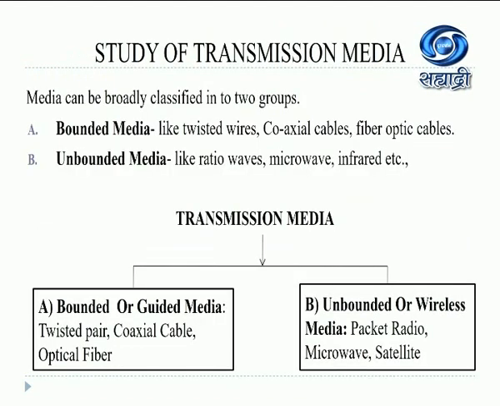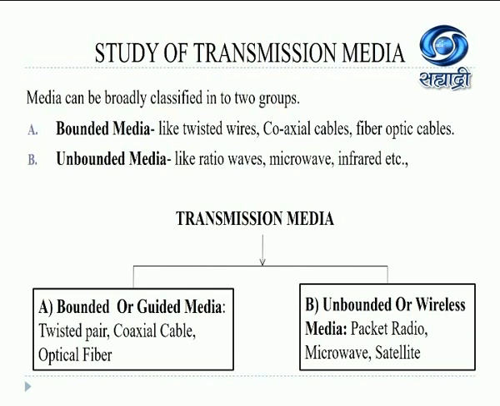Now we'll study the transmission media. We have studied the 5 characteristics. Now how can we directly transmit the data? There are 2 important categories. The first category is bounded media and the second category is unbounded media.